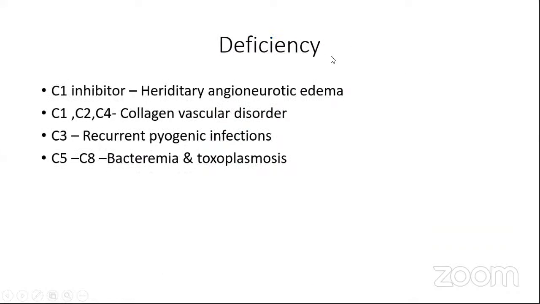And deficiency of these complements can also lead to certain diseases. C1 inhibitor is an inhibitor which will inhibit the activation of the classical pathway. And if you have C1 inhibitor deficiency, you develop hereditary angioneurotic edema. And C1, C2, and C4 deficiency will lead to collagen vascular disorders. Deficiency of C3 may lead to recurrent pyogenic infections. And C5 to C8 deficiency may lead to bacteremia and toxoplasmosis. So these are the few deficiencies of the complement which may end up in a few diseases.